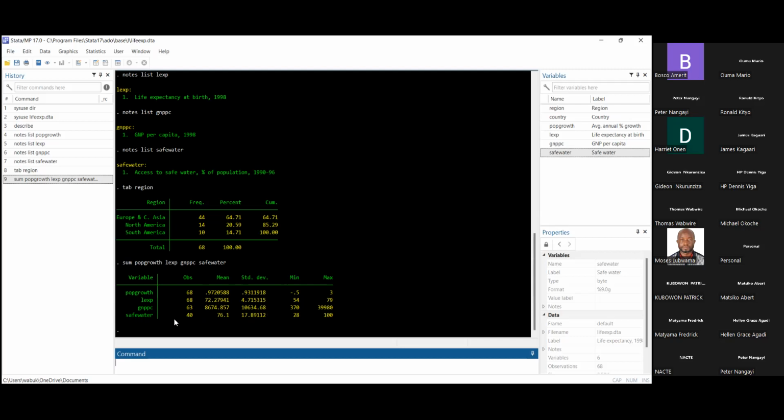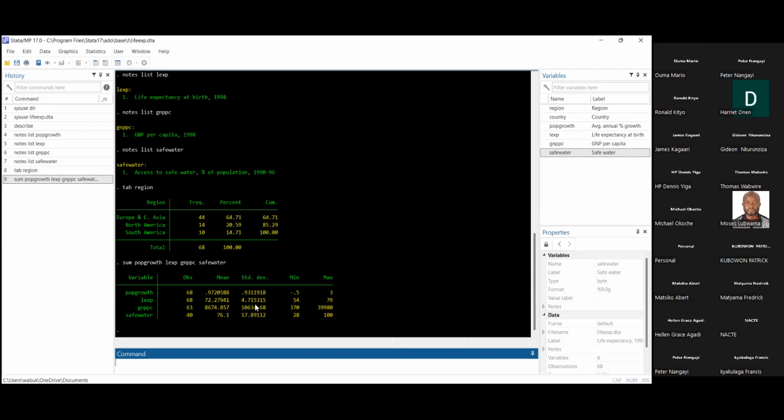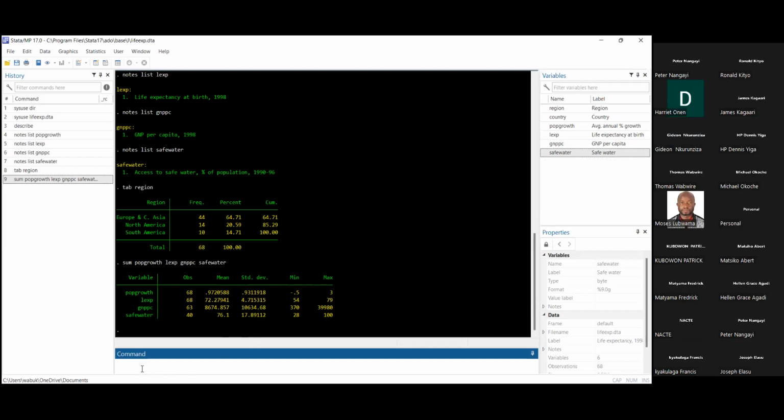Then the other variable finally is safe water, access to safe water. We are seeing 40 observations, meaning almost 28 countries have missing values from this sample. And the average is 76% of the population having access to safe water. And the lowest is 28 registered, and the maximum is 100%, meaning there is a country or there are countries with 100% access to safe water in this particular sample.